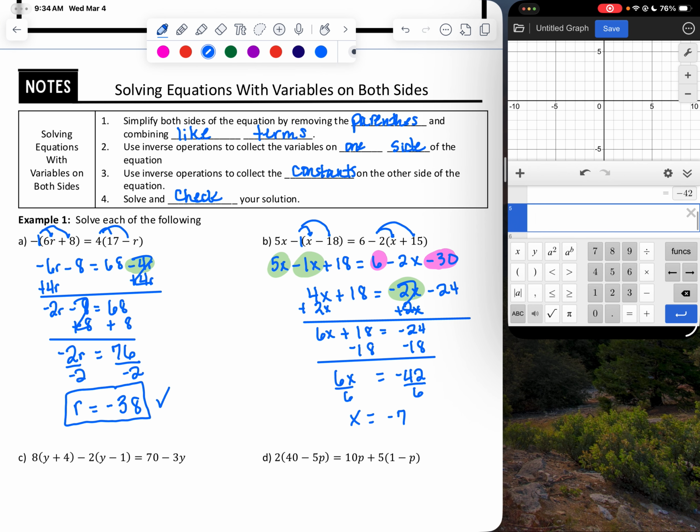Now, to check your solution, we're going to plug it in everywhere we see an x on the left side. So instead of 5x, I'll put 5 times negative 7 minus parenthesis, negative 7 minus 18, close parenthesis, and that gave me a value of negative 10. Now let's try the right side. 6 minus 2, parenthesis, negative 7 plus 15, close parenthesis, and that also gave me negative 10. So my solution checked out.